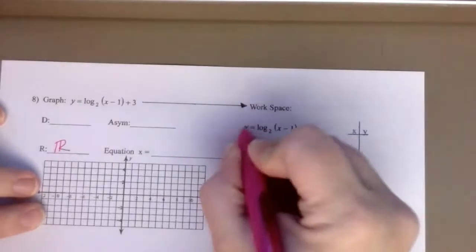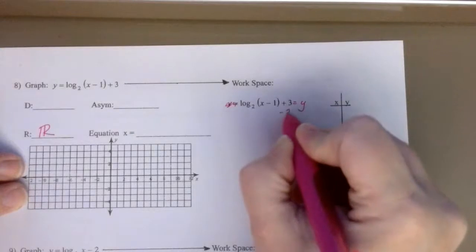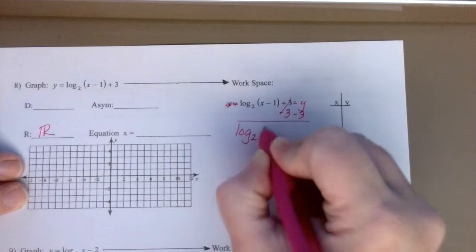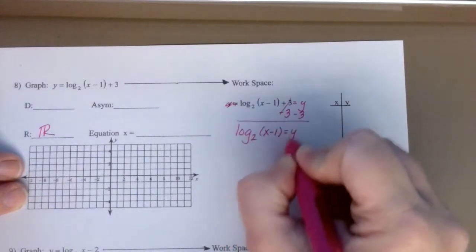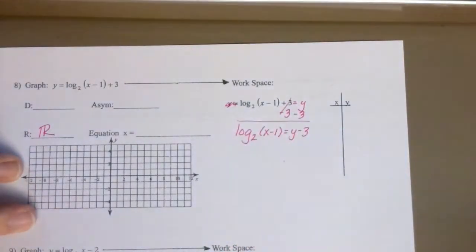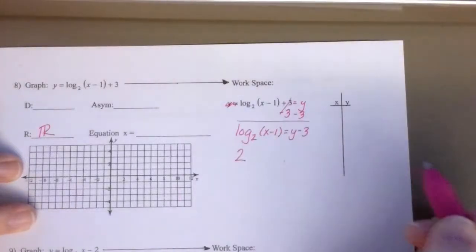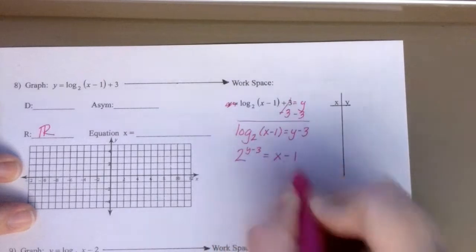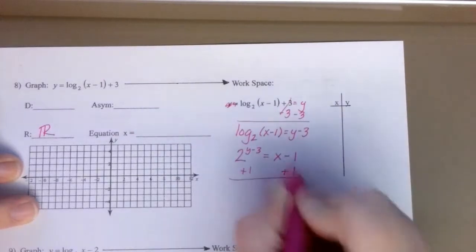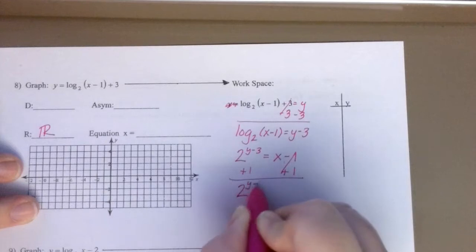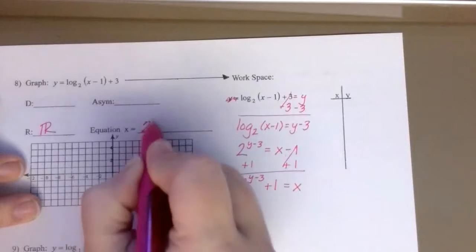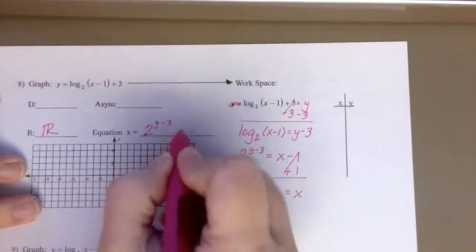First thing I'm going to do, I'm going to move that y, and then I'm going to subtract 3. So, log base 2 of x minus 1 equals y minus 3. And going to exponent form, I have a base of 2 to the what power? Y minus 3 equals x minus 1. Add your 1. 2 to the y minus 3 plus 1 equals x. And that's what I put over here.